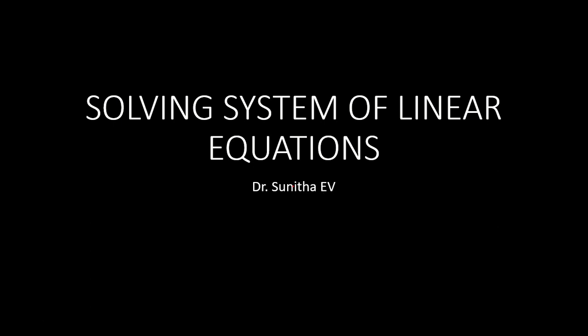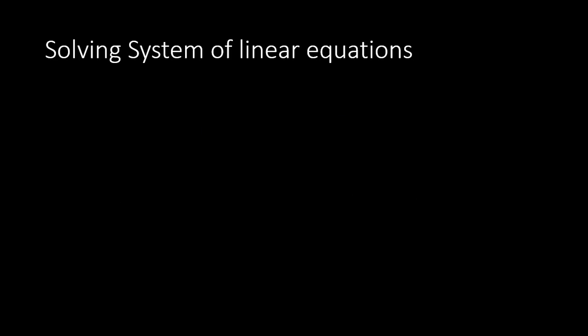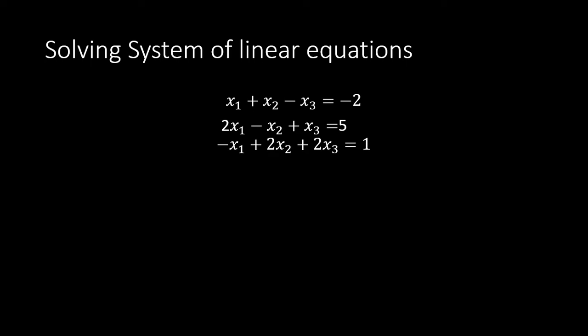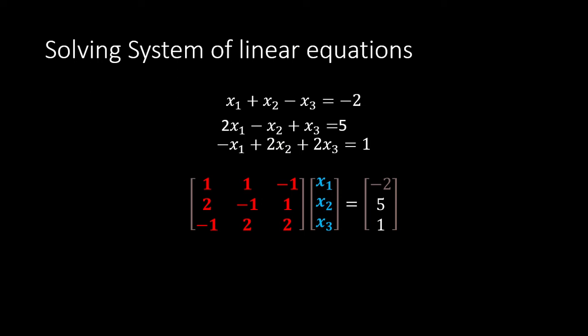Today we are going to see how to solve a system of linear equations. Let's consider a system of linear equations as x1 plus x2 minus x3 equal to minus 2, 2x1 minus x2 plus x3 equal to 5, minus x1 plus 2x2 plus 2x3 equal to 1. Let us represent this set of linear equations in the form of a matrix like this.